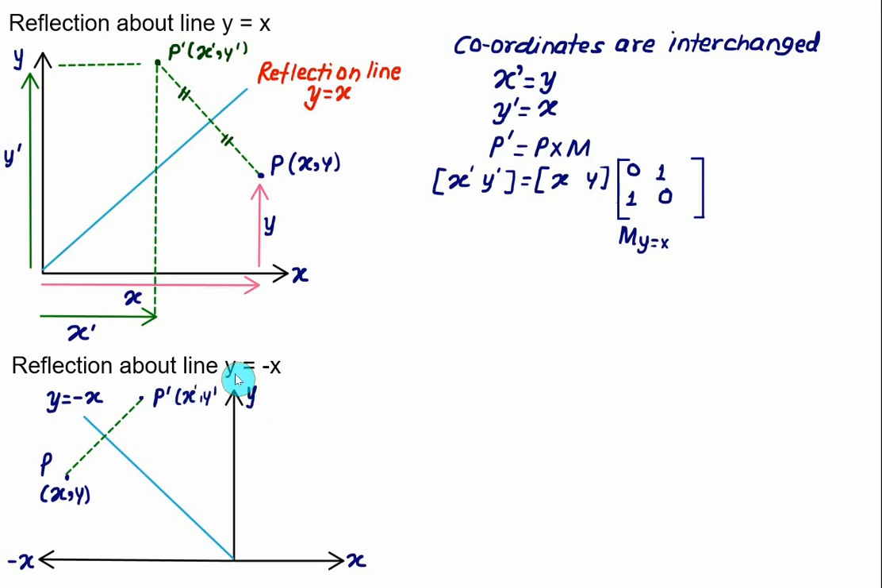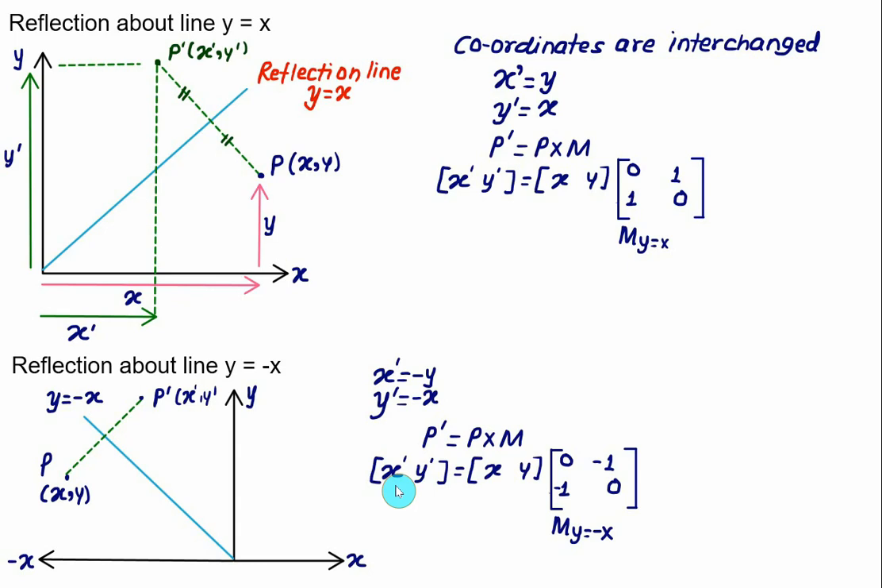According to the equation y is equal to minus x, it means that x prime will be equal to minus y, and y prime is equal to minus x. That is the only change. So instead of 0 1 it will be minus 1, and instead of 1 0 it will be minus 1. That will be the mirror matrix when reflection takes place about y is equal to minus x.